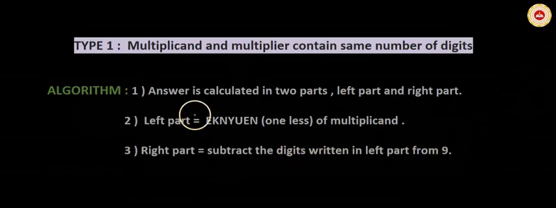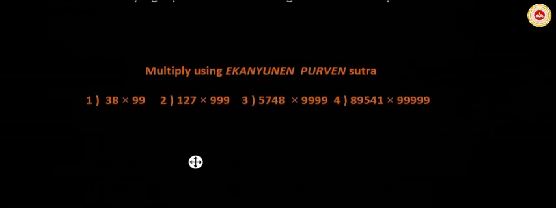See friends, you have to start the process of multiplication from the left side. That means you have to calculate the left part first. What is the left part? Ekanyunena of the multiplicand is the left part. And while calculating the right part, you have to subtract the digits in the left part from 9 and write the answer in the right part. So let us practice sufficient number of examples here.